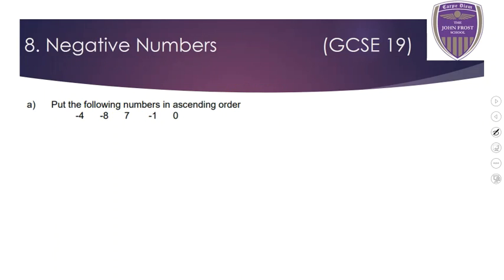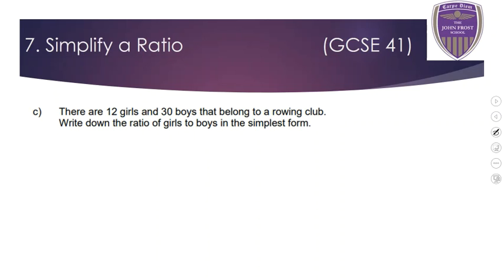And then I'll just do the next simplifying ratio one as well, and then stop there for this video. So there were 12 girls and 30 boys that belonged to a rowing club. Write down the ratio of girls to boys in the simplest form. So don't overcomplicate this question. It's not written in a ratio to start with, but we just write it in a ratio. So it says 12 girls and 30 boys. So girls comes first, boys come second. There are 12 girls, and there are 30 boys. So write the question as a ratio because it's not given to you already, and then just simplify.